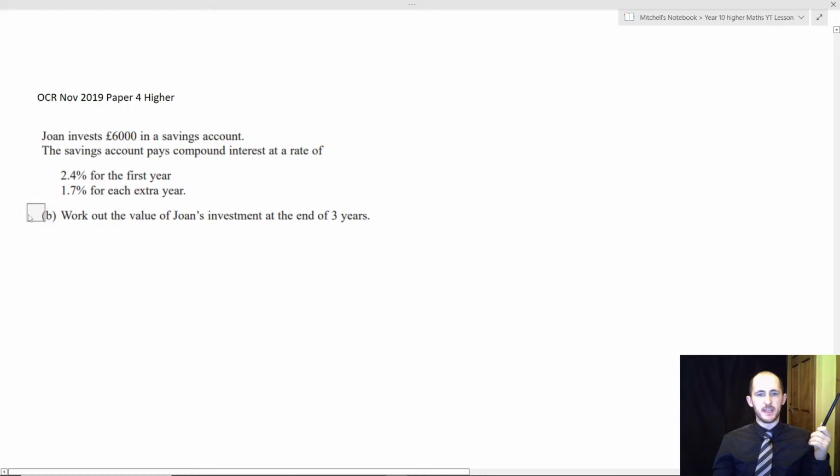The reason why it says Part B is because Part A was unrelated. So I cut it out, okay? But if you go to OCR 2019 November, you'll find this exact question, okay? So again, this is the exact same thing we've just been doing, right? We take our £6,000. The first year is 2.4%, so that's 1.024.